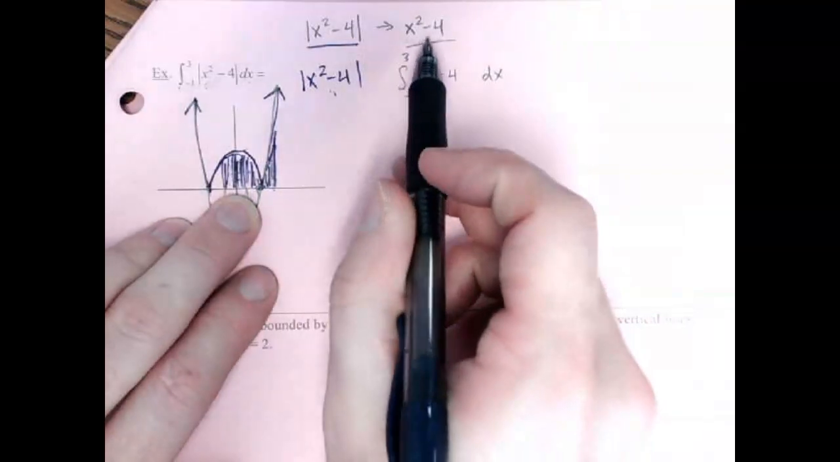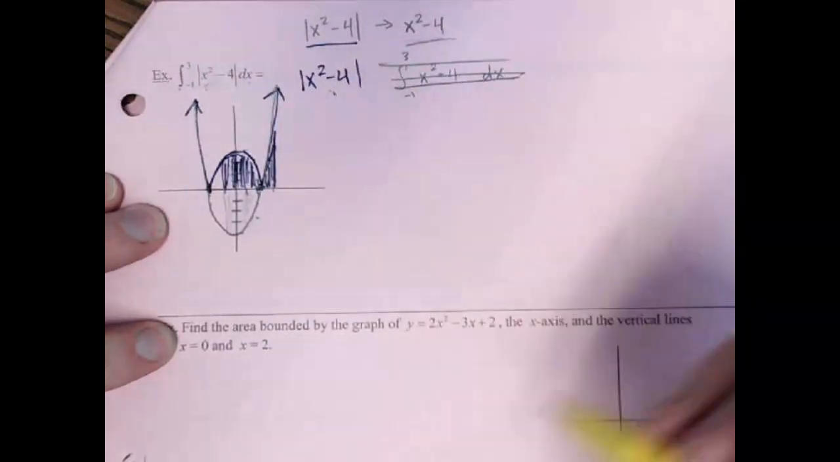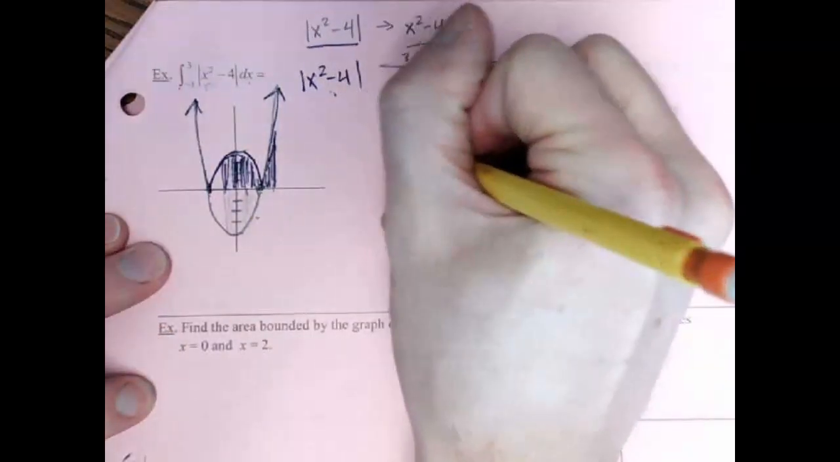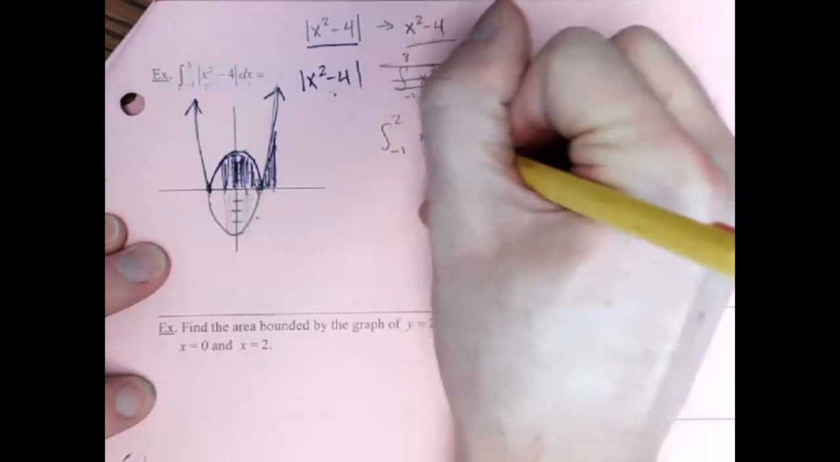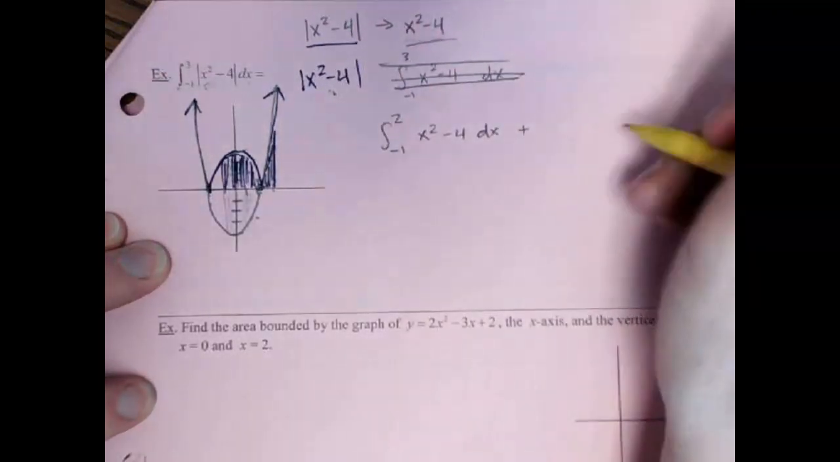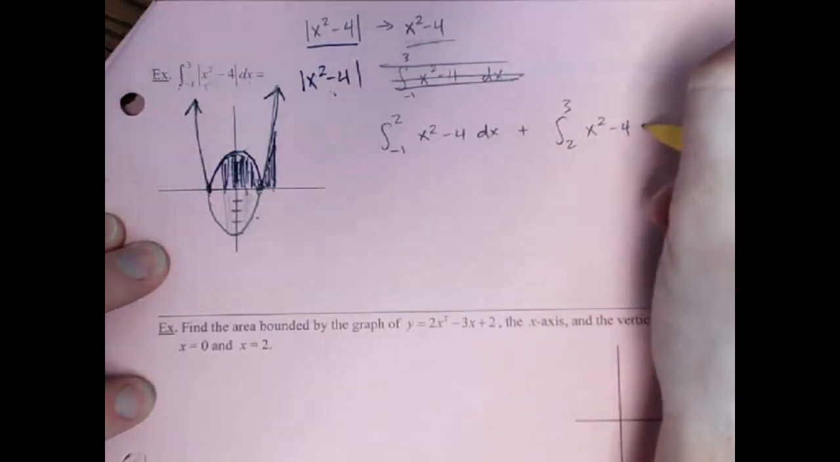Now, we're not going to work with this. We're going to work with the easier one. But when I do that, I can't just do the total. I'm going to have to split it up. Right? So this intersection point is at 2. So I can go from -1 to 2, and plus, then the rest of it would be 2 to 3. So I'm going to split it up.